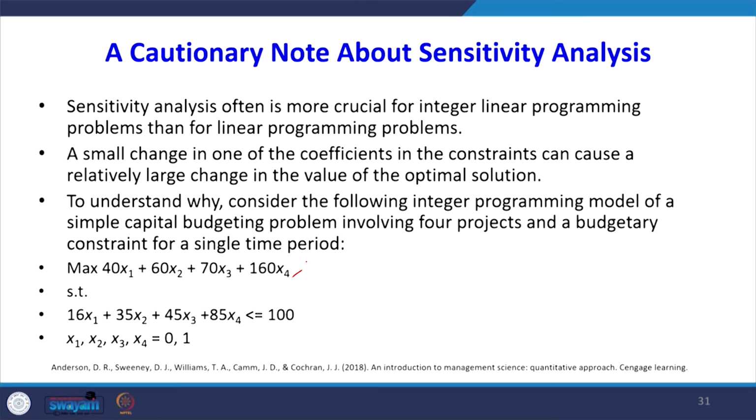So the objective function, the budgetary constraint is 100. Now what I am going to do is solve this problem with the help of Excel. Then I am going to increase this by 1 unit on the right hand side. Let us see the effect of this 1 unit increase on the right hand side of the constraint on our objective function. We will go to Excel.